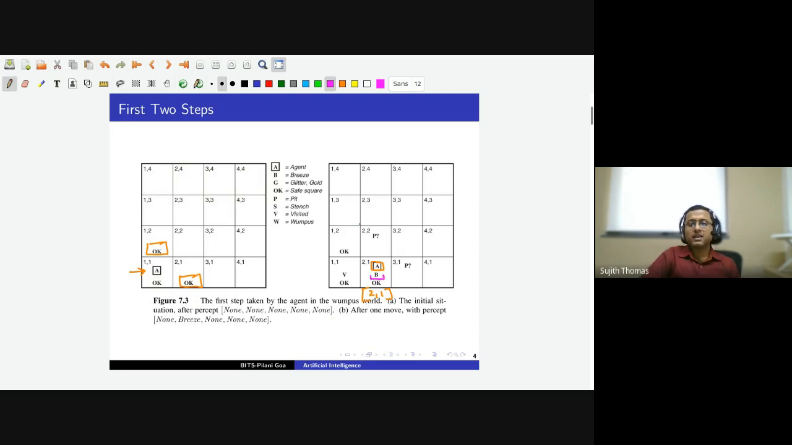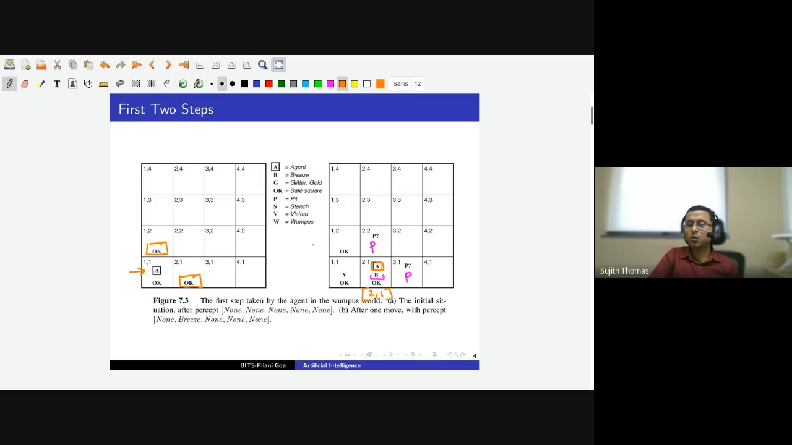This means either the room above, which is 2-2, has a pit in it. Let me write it. So either this room has a pit, or the room 3-1 has a pit in it, or both might have a pit in them. So whatever be the case, when it perceives a breeze, it knows that it cannot mark the 2 adjacent rooms as okay.